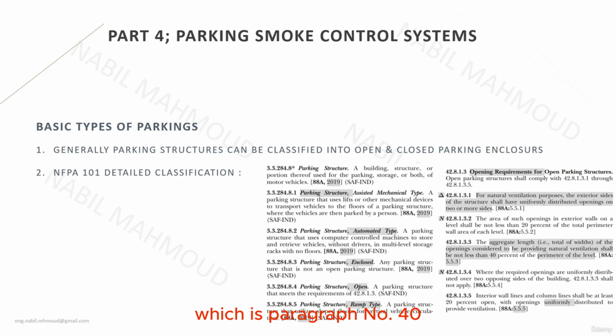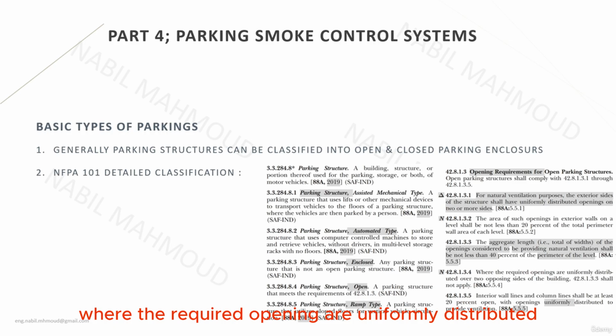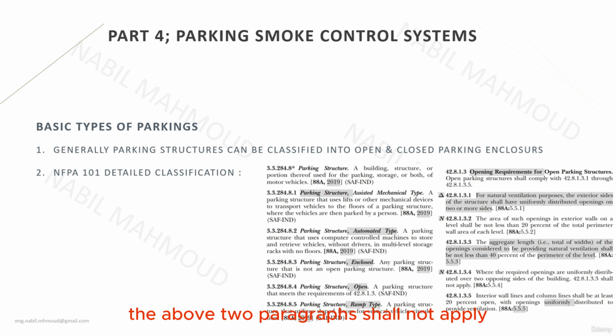The next paragraph, which is paragraph number 42.8.1.3.3, states that the aggregate length, which is the total width of the opening considered to be providing natural ventilation, shall be not less than 40% of the perimeter of the level. And this is quoted from NFPA 88, which is dedicated to the parking structures. The next paragraph, which is paragraph 42.8.1.3.4, states that where the required openings are uniformly distributed over two opposing sides of the building, the above two paragraphs shall not apply.